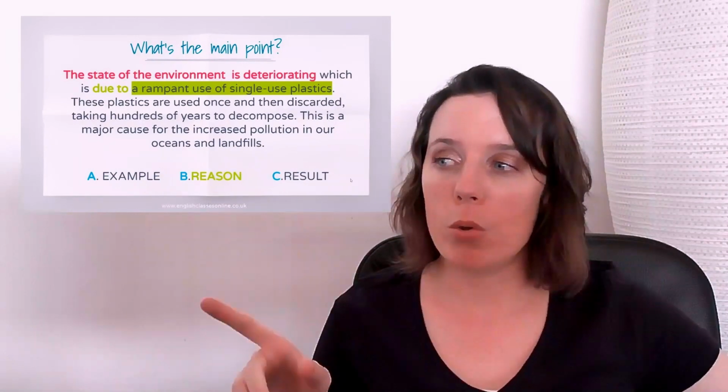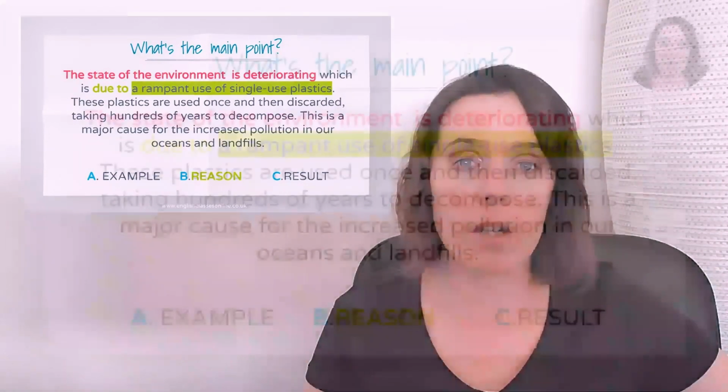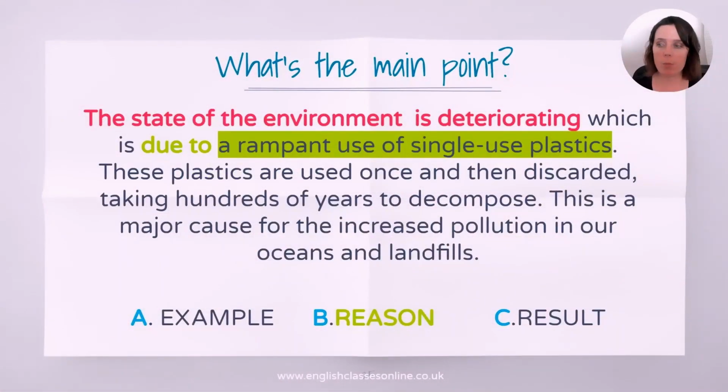And then your supporting detail was a reason. So you should have been able to get this from the linking word due to, okay? Due to we use to give reasons, okay? So it's due to a rampant use of single-use plastics, okay? You also have the word cause down here as well, okay? So that can also be a reason, right?